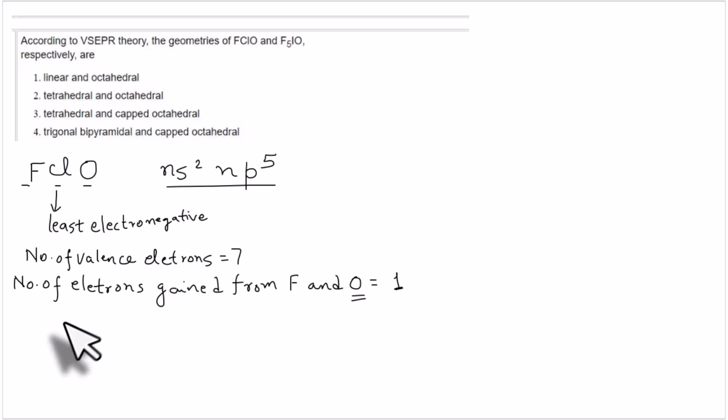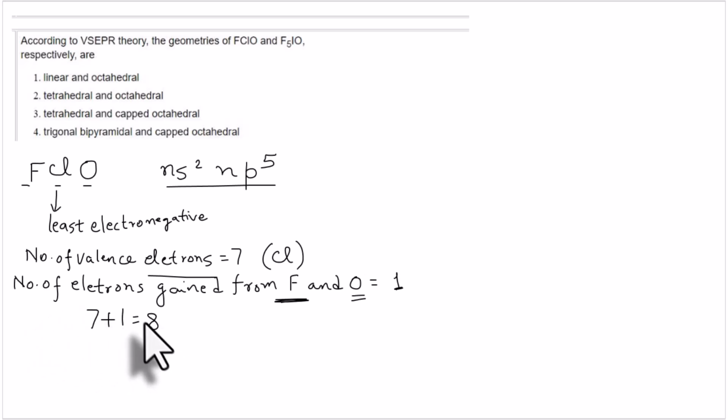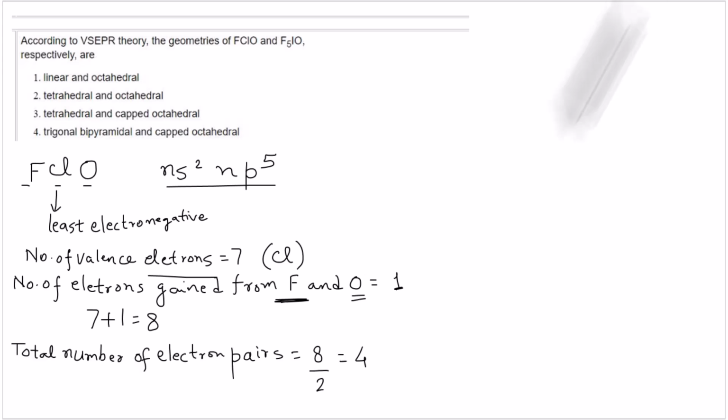Okay, so we add up the number of valence electrons of chlorine, and the number of electrons which are gained from the bonded atom, fluorine. So 7 plus 1 is equal to 8. Okay, and then we divide it by 2 to understand the total number of electron pairs. So the total number of electron pairs is 4.